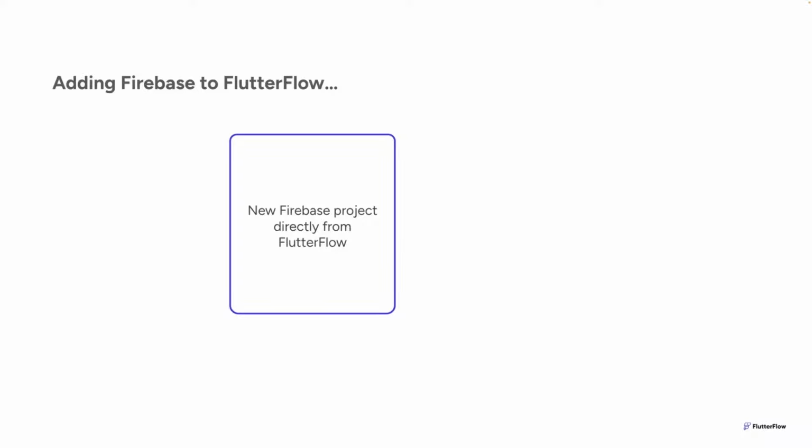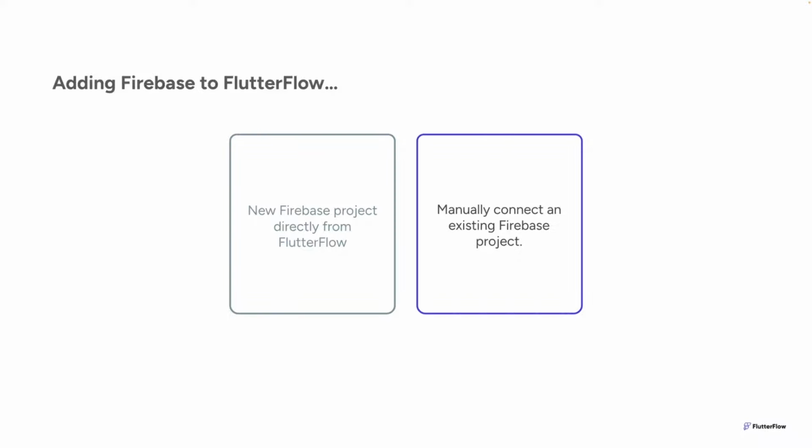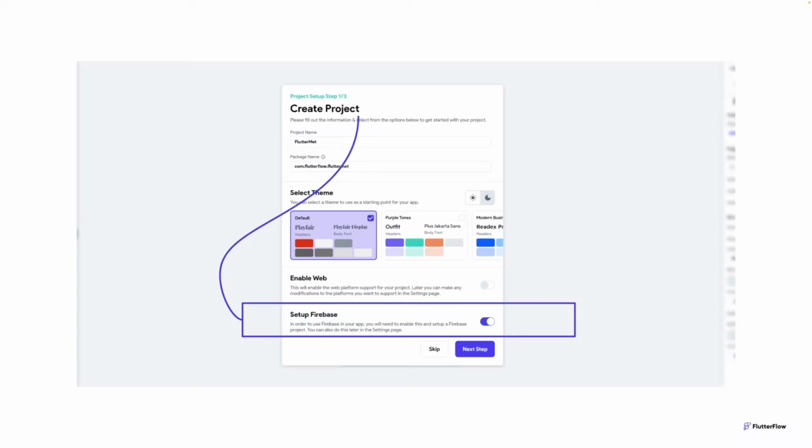Essentially, you can add Firebase to any FlutterFlow project in two different ways. You can create a new Firebase project directly from FlutterFlow, or you can manually connect an existing Firebase project. Let me remind you that when you create a new project in FlutterFlow, you can enable and configure Firebase. If you don't, you need to set it up.